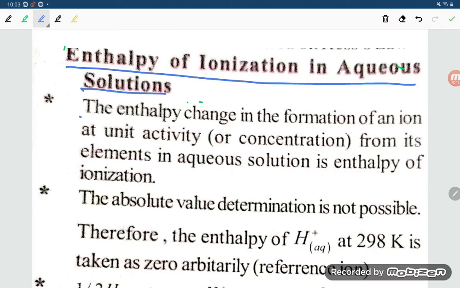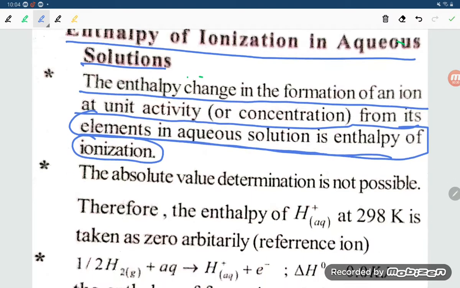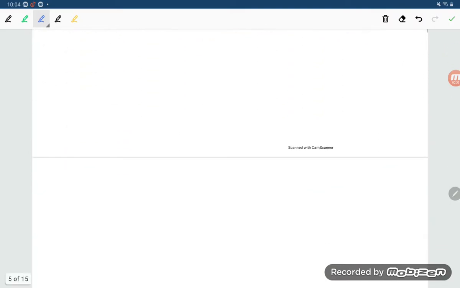So the very first point is: the enthalpy change in the formation of an ion at unit activity concentration from its elements in aqueous solution is the enthalpy of ionization. What is the meaning of elements in aqueous solution, students? Suppose we are forming H plus and OH minus ions.